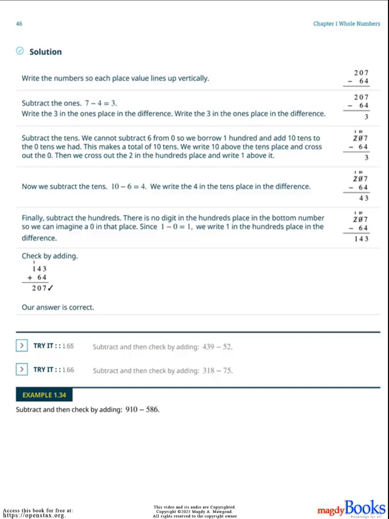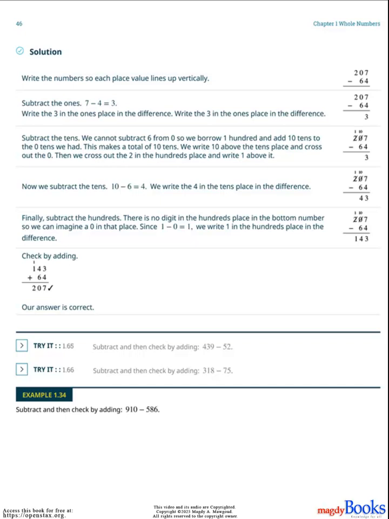This makes a total of 10 tens. We write 10 above the tens place and cross out the 0. Then we cross out the 2 in the hundreds place and write 1 above it. Now we subtract the tens. 10 minus 6 equals 4. We write the 4 in the tens place in the difference.